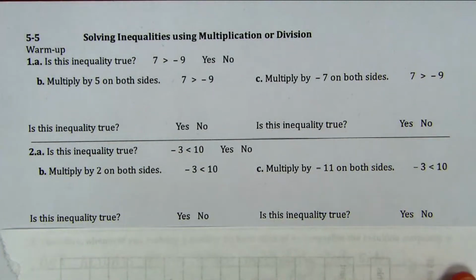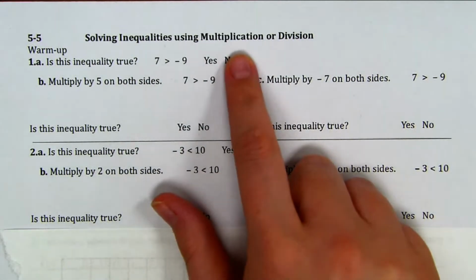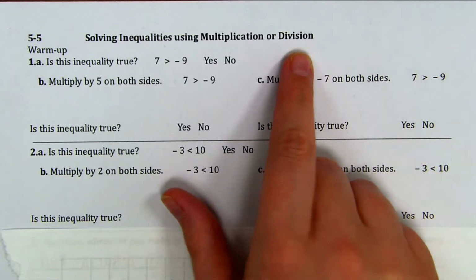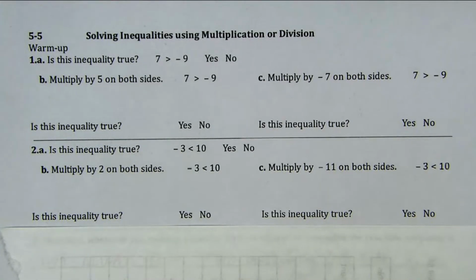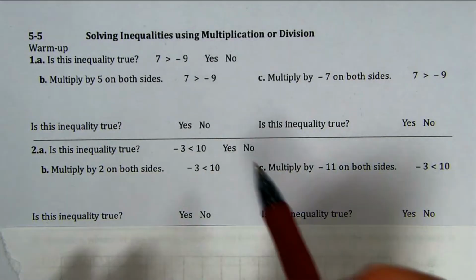Welcome. Today we're going to practice solving inequalities using multiplication or division. So first, we're going to run some little tests to see if we can multiply the same thing to both sides of the inequality and still end up with something that is true. So first up, we want to make sure we're starting with an inequality that is true.